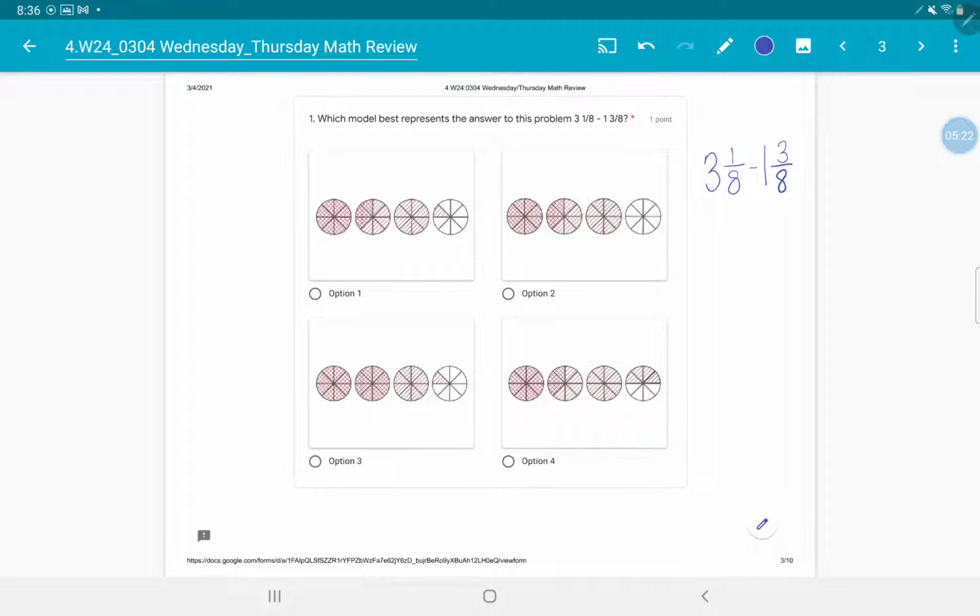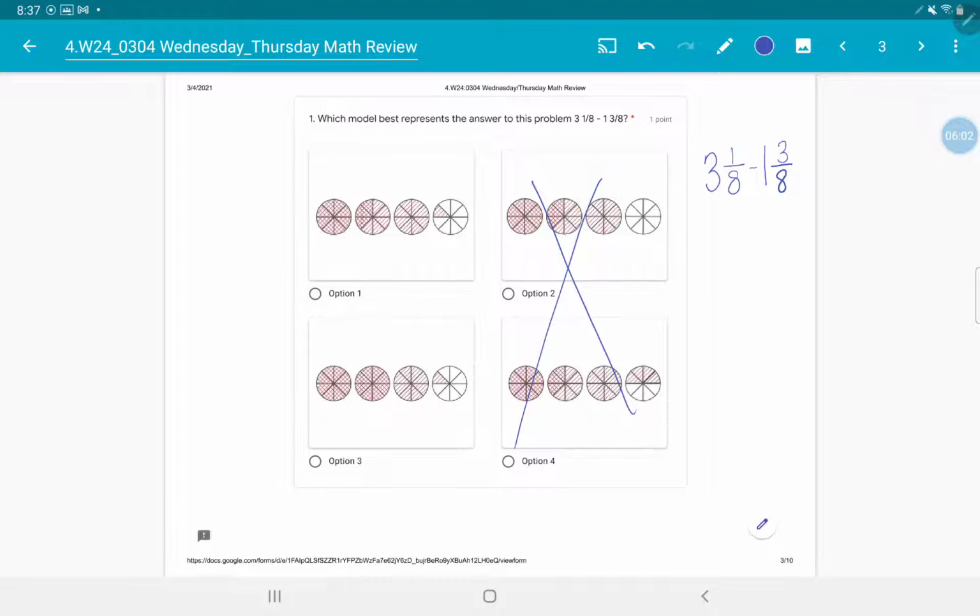Jaden, which shows that 3 and 1/8 shaded? Which 2 options? The second one, and this one? Is that 3 and 1/8? No. Okay. Does this one have 3 wholes and 1/8 shaded? Okay, so option 1 has 3 and 1/8 shaded. Option 2 does not. How about option 3? Does that show 3 and 1/8? Option 4? No. So I know that my only 2 options are going to be 1 and 3.